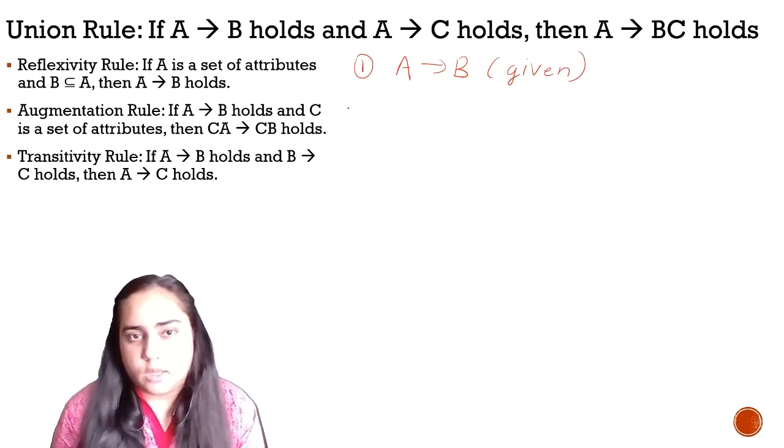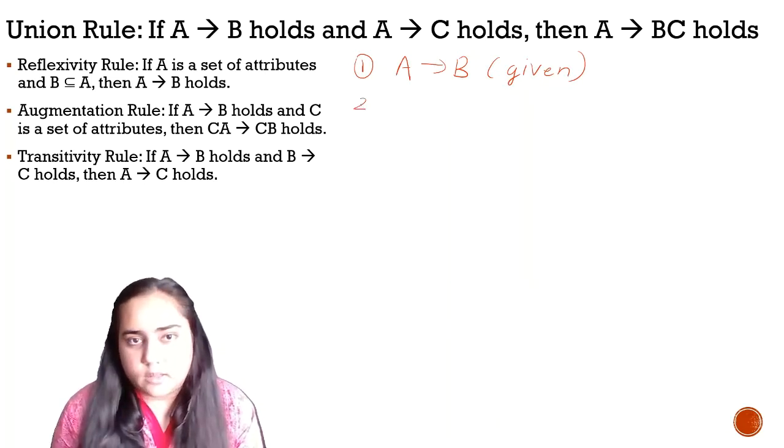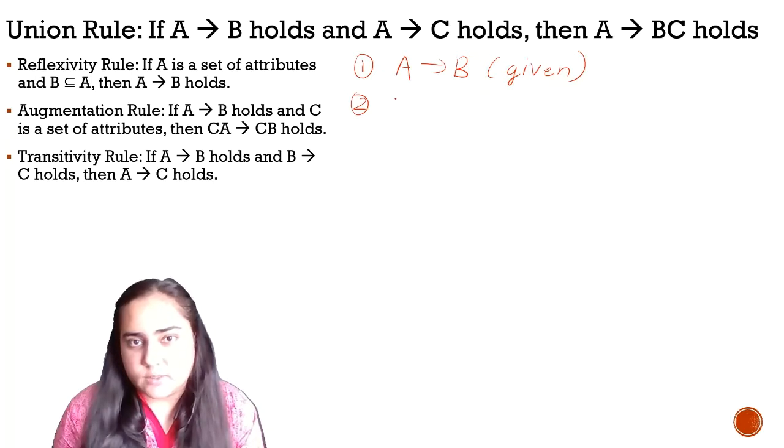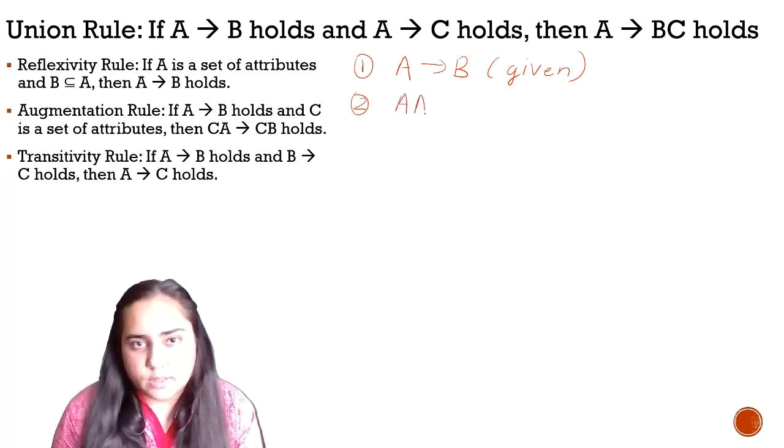We have not just conjured it up here. Then the next thing I'm going to do is something very simple because I need to prove that A determines BC. So I need to get something on the left side and right side, and I'm going to augment A here. So it gives me A determines AB. So what I've done is applied the second rule, which is the augmentation rule.